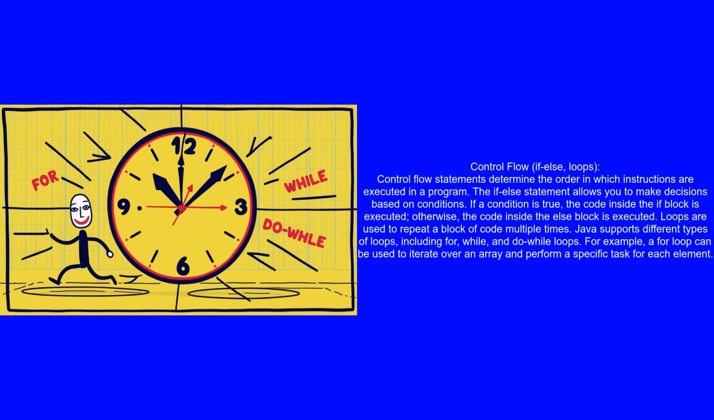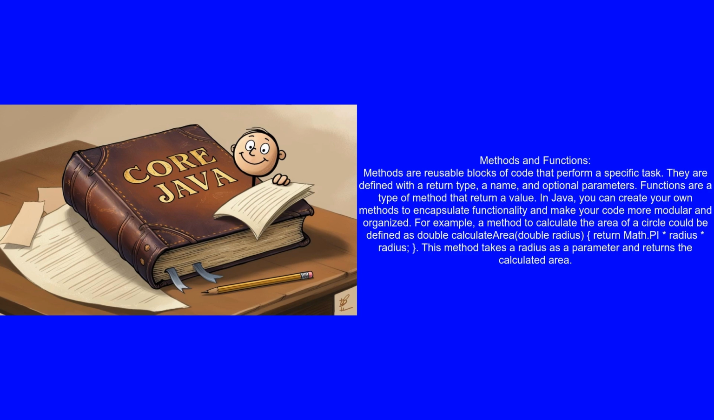Alright, so let's talk about methods and functions. Basically, methods are like little blocks of code that do specific tasks. They have a return type, a name, and can have some optional parameters. Now, functions are a type of method that actually give you back a value. In Java, you can make your own methods to keep your code neat and organized.